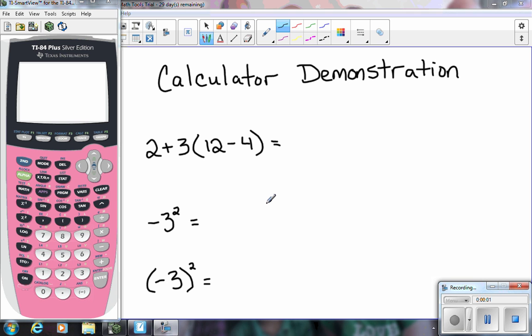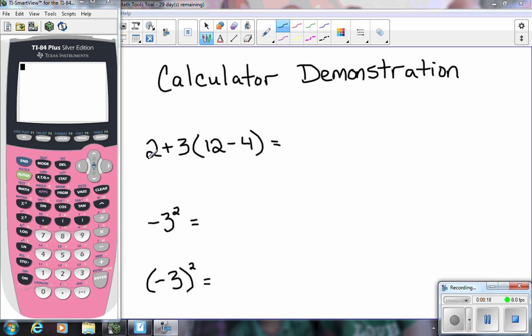I want to show you a little bit about how to use your TI-84 calculator. So as you go ahead and turn your calculator on, you should really go through this demonstration with your calculator at hand so you can try them, pause it when you need to. Go ahead and turn the calculator on.